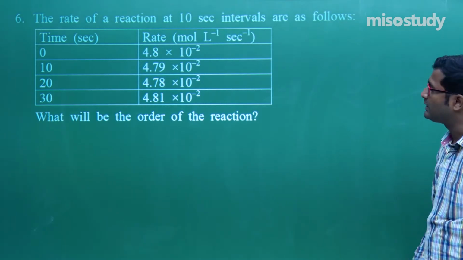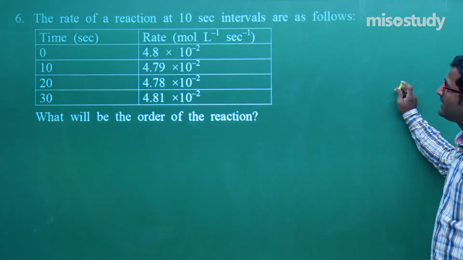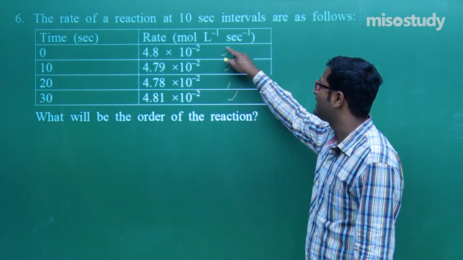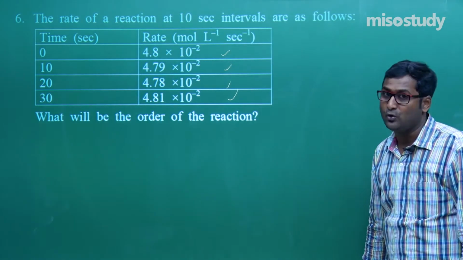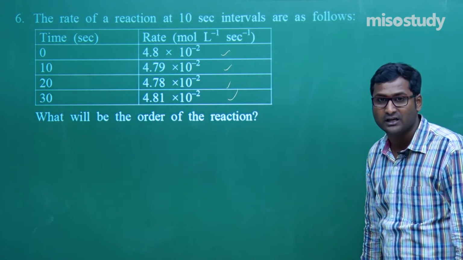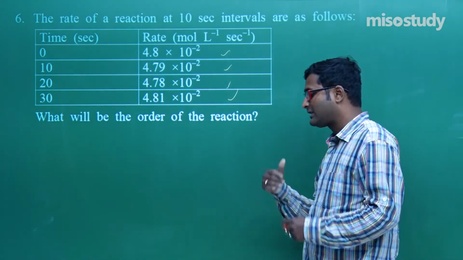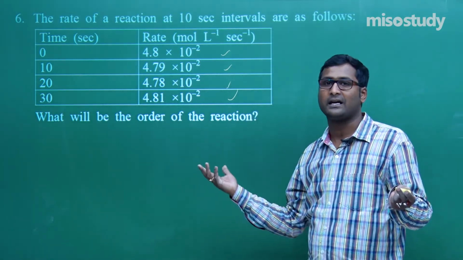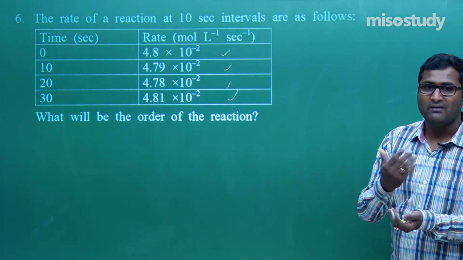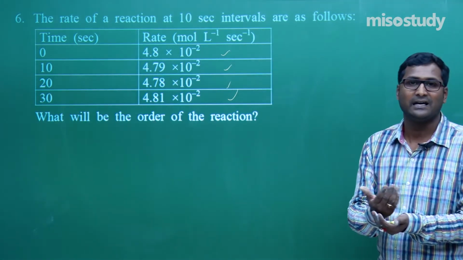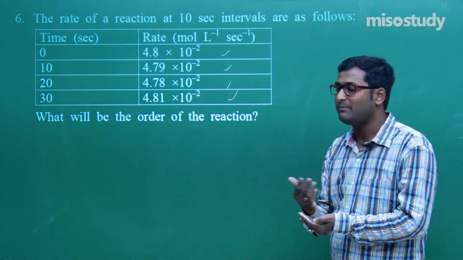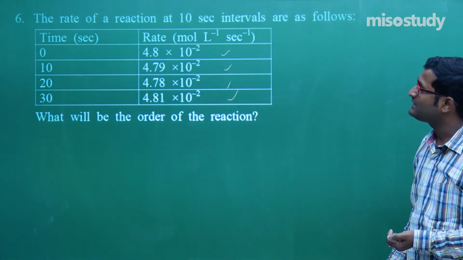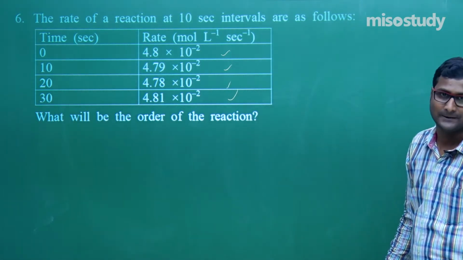This is a very simple question, the integer type. The rate of reaction at 10 seconds. Look at, when time changes, rate never changes, it almost remains the same. That is, as I told you, during any reaction, if time increases from starting from 0 to 10 second to 20 second, from 50 second, 100 second, the concentration decreases. If concentration decreases, definitely the rate of reaction changes. But in this question, it proves that the rate is independent of the concentration of the reactant.